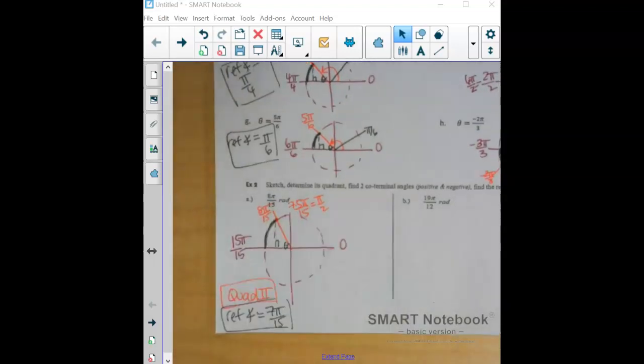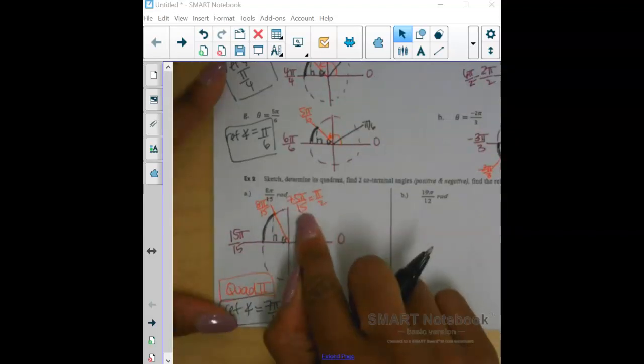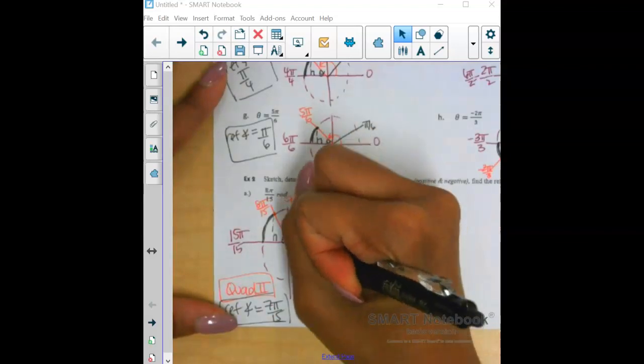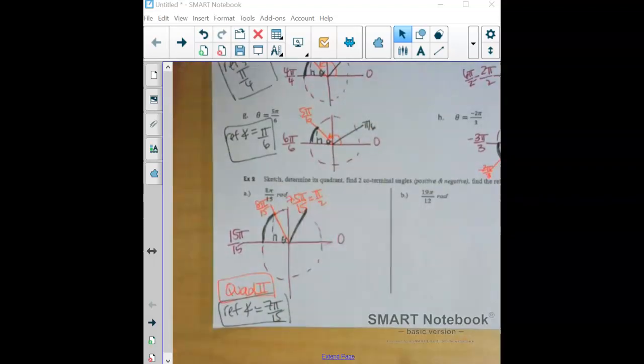I'm pretty sure that he's right, but will 7 pi over 15 be in quadrant 1? How do you know? It's less than 7.5. That's why I'm telling you, it's important to put this part out, even if it's a decimal. 7 pi over 15 will be somewhere about here. So yes, that does show up in quadrant 1. My last question to you guys before I call on somebody specifically, how do I find coterminal angles?